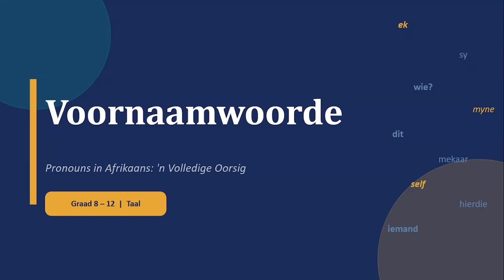So today we're going to be looking at voornaamwoorde, which are pronouns in English. This is going to make studying pronouns so much easier. So in Afrikaans, there are 9 pronouns that you need to be aware of.